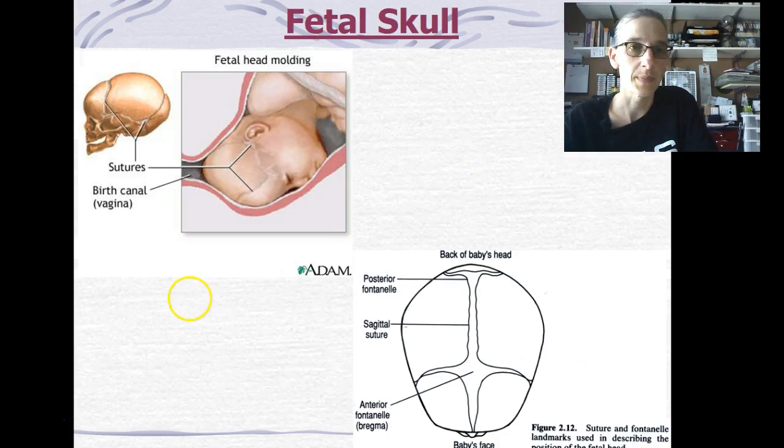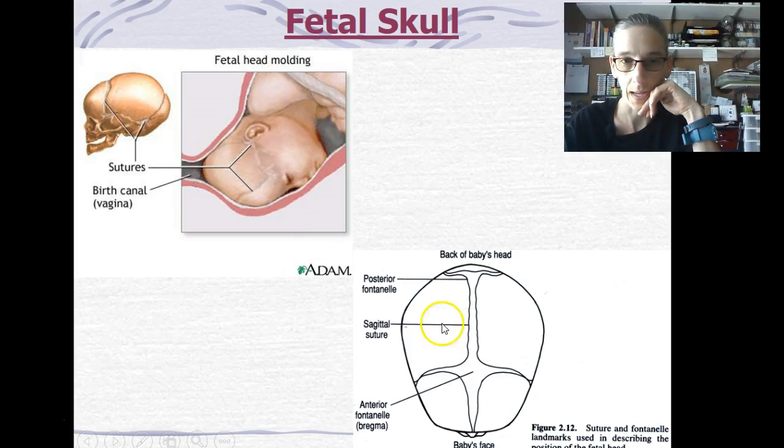All right, so I'm going to show you some more pictures here. This is the fetal head molding. You can see how it's elongated, stretched out right here. These are the suture lines, and in the birth canal these sutures will just cross over each other if needed. Here's your anterior fontanelle and posterior fontanelle. Your anterior is much larger and diamond shaped. Posterior is smaller and triangular shaped.